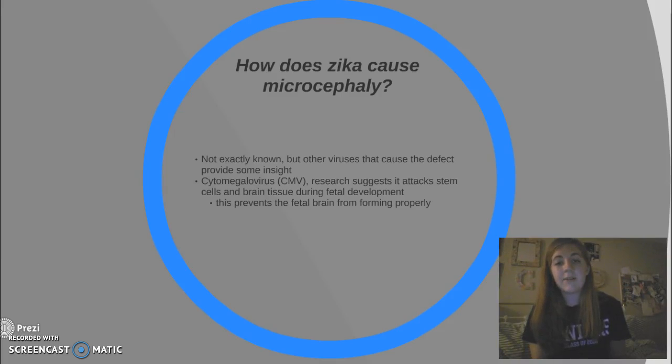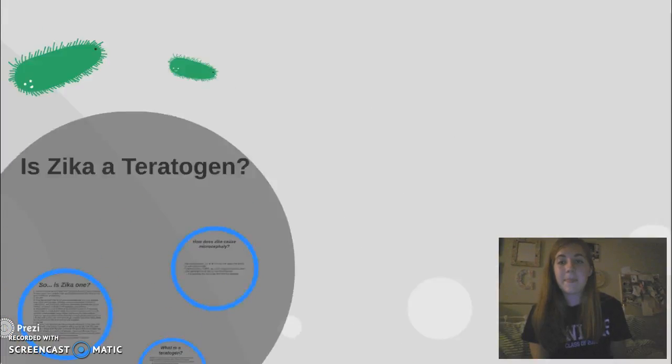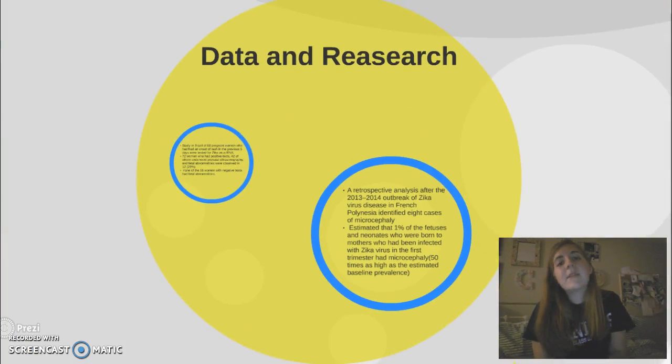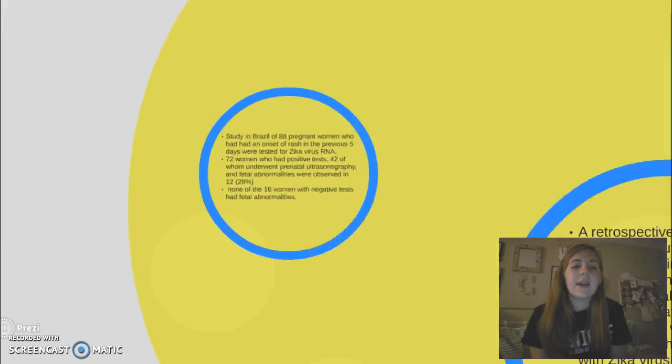So cytomegalovirus attacks stem cells and brain tissues during fetal development, and this prevents the fetal brain from forming properly, thus why they have smaller heads. So there's some data and research about Zika.